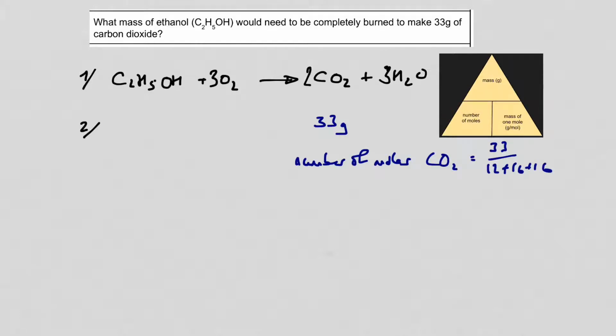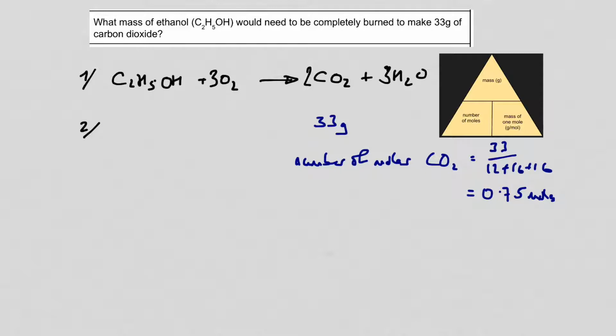So we can say the number of moles of carbon dioxide equals 33 grams divided by 12 from the 1 carbon, plus 16 from one of the oxygens, and 16 from the other oxygen. We don't do 2 moles, because remember it's the mass of 1 mole of carbon dioxide. 1 mole of carbon dioxide is 12 plus 16 plus 16. And if you do that on your calculator, you get 0.75. So that's the number of moles of carbon dioxide that's produced in the reaction, in this question.